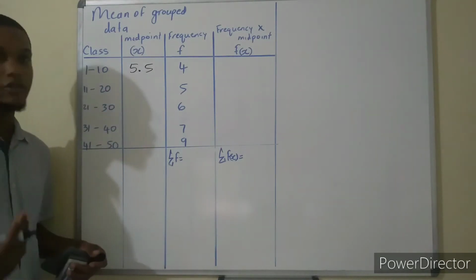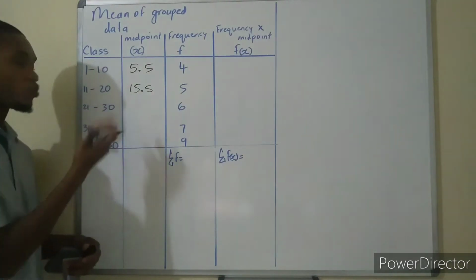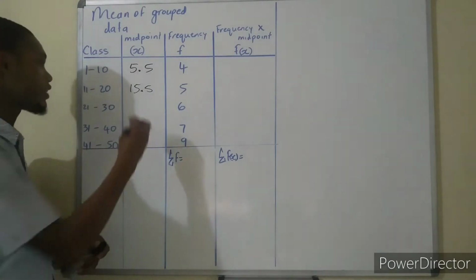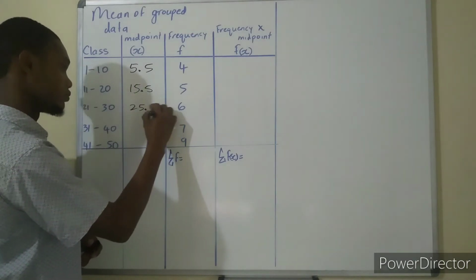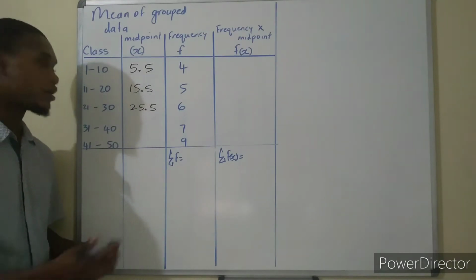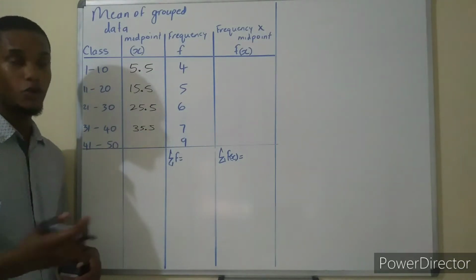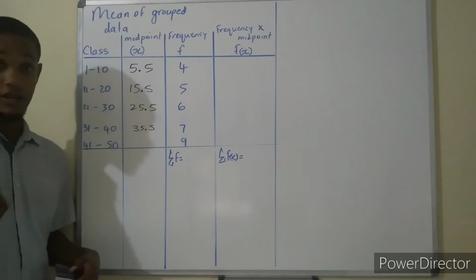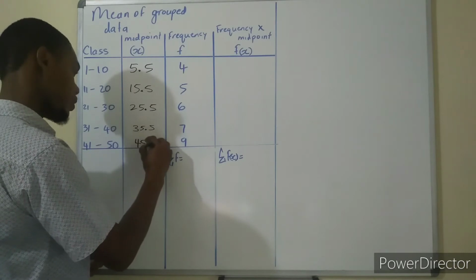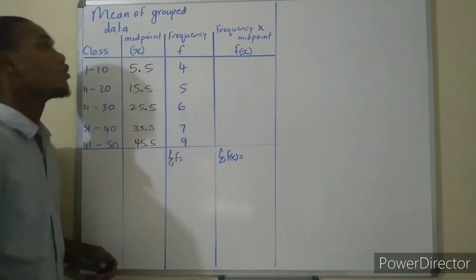So 11 plus 20 is 31, and 31 divided by 2 is 15.5. 21 plus 30 gives you 51, and 51 divided by 2 gives you 25.5. 31 plus 40 gives you 71, and 71 divided by 2 gives you 35.5. And the final one, which is 41 to 50: 41 plus 50 gives you 91, and 91 divided by 2 gives you 45.5. So now you have your x variables and you have your f, which is the frequency.